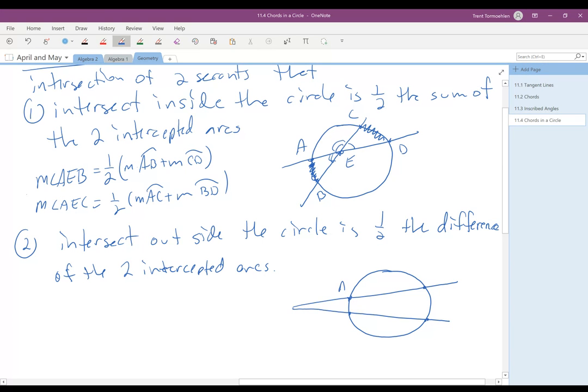And so if we call these, again, A, B, C, D, and this E, then what we're talking about is the measure of angle AEB. This is the measure of the angle created by these two secants, if they go on like this. Well, it is going to equal one half, and instead of adding AB and CD like we did in part one, we're going to subtract them. The measure of CD minus the measure of AB.